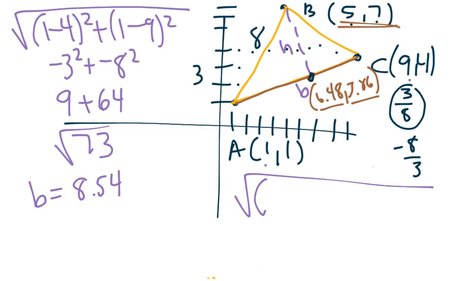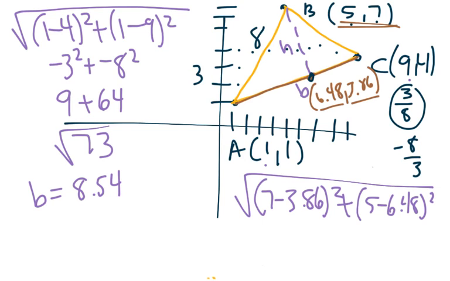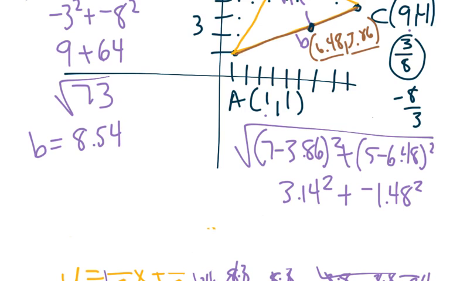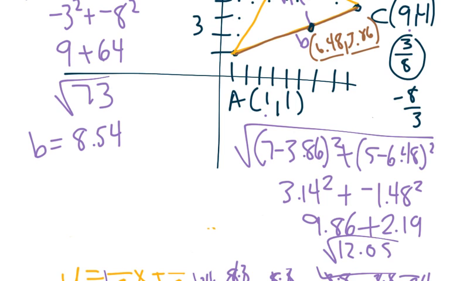So I go 7 minus 3.86 squared plus 5 minus 6.48 squared. And I get 7 minus 3.86 is 3.14 squared plus 5 minus 6.48 is negative 1.48 squared. Okay, 3.14 squared is about 9.86 plus negative 1.48 squared is about 2.19. Add those together, I get about 12.05, which we take the square root of that, and we get 3.47 for our height.